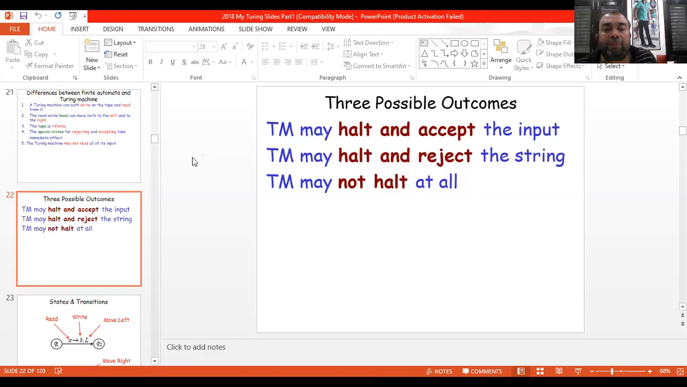The third one is that the machine may not halt at all. It means the machine is still hanging. It is not going to stop anywhere. So that is represented as the Turing machine may not halt at all. It is not able to halt in any state according to the input you are reading from the input tape.